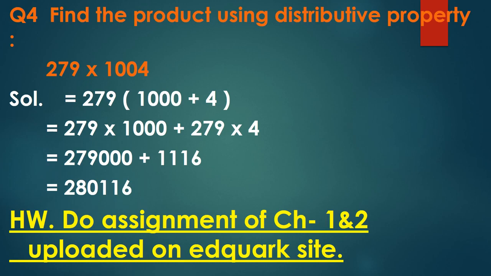So now we will multiply 279 by 1000 first. Then we multiply 279 by 4. Find out the products of both and then do the addition. If between them there is a minus sign, then we will subtract. Clear? Now we have revised both the chapters.